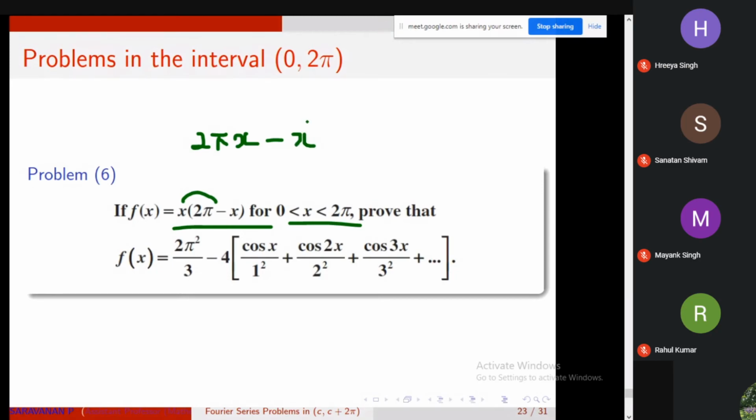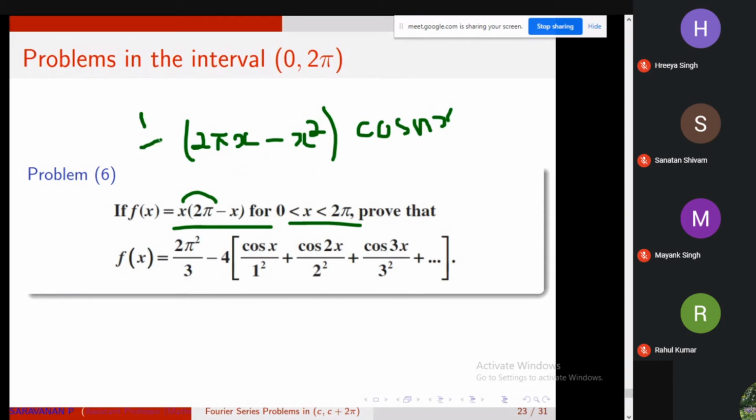So a naught is very simple. If you integrate this, you get x square by 2, the 2 will get cancelled, x cube by 3, and you will get the answer. Then how will you compute an? This f of x into cos nx.